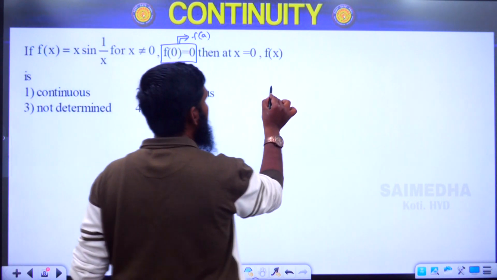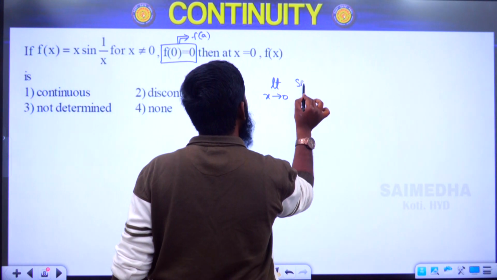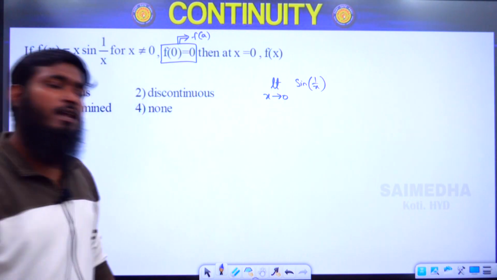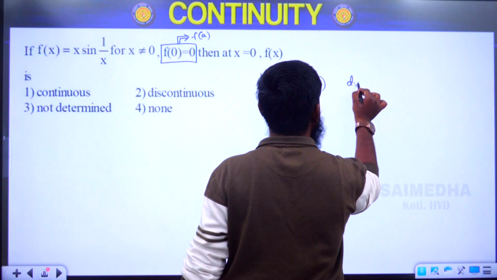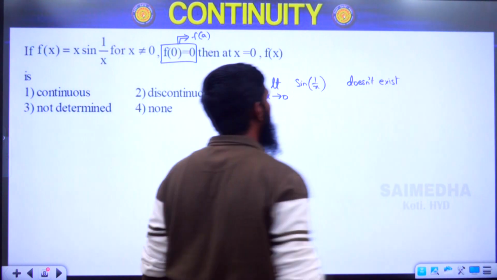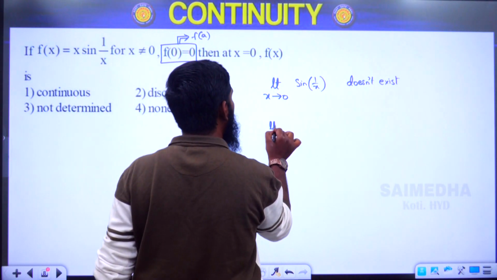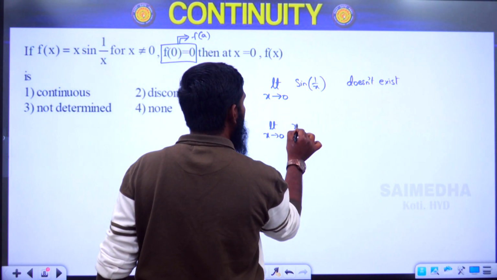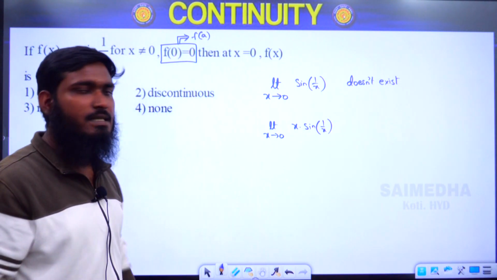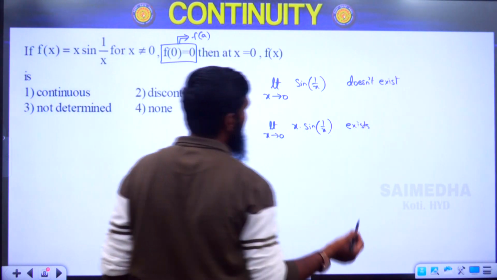Now after getting this function value, we have one important point over here. Listen carefully. Whenever we apply the limit x tends to 0 only to sine 1 by x, listen to this point very carefully. If you have only sine 1 by x, then the limit does not exist. But whenever we take the same question, limit x tends to 0, x into sine of 1 by x, then it will exist. How it exists, listen carefully.